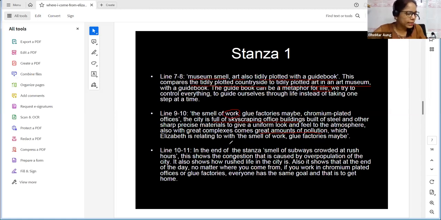So line number 10 and 11. Amelia, can you read now? Read 9, 10, and 11. Smell of subways crowded at rush hours. What does it mean?